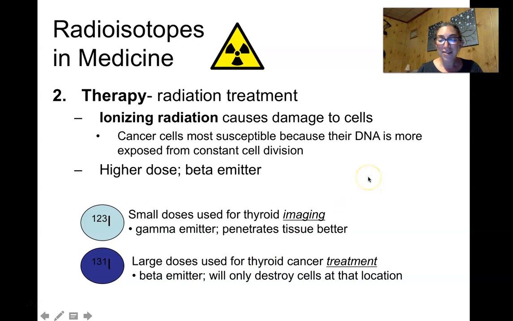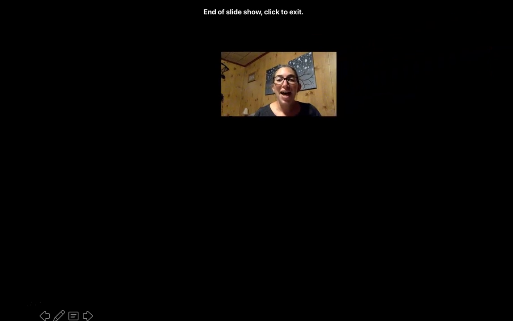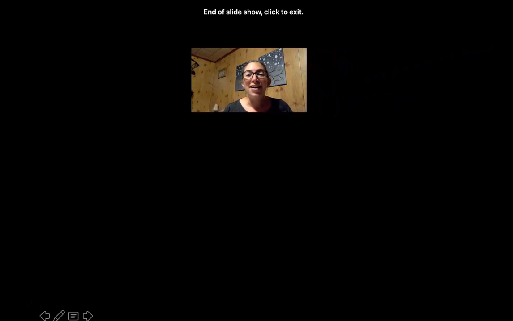All right, so that is the end of chapter 2, all about the structure of atoms and how atomic nuclei can decay and emit different types of radiation, and then of course how that radiation can be damaging, but also how it can be useful to us in medicine. The end.